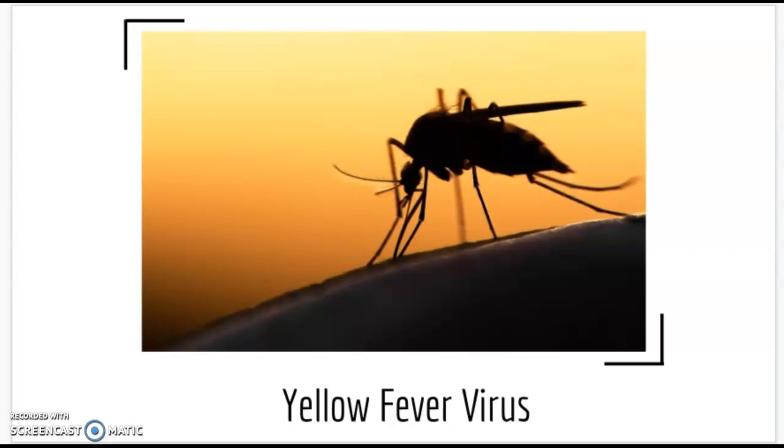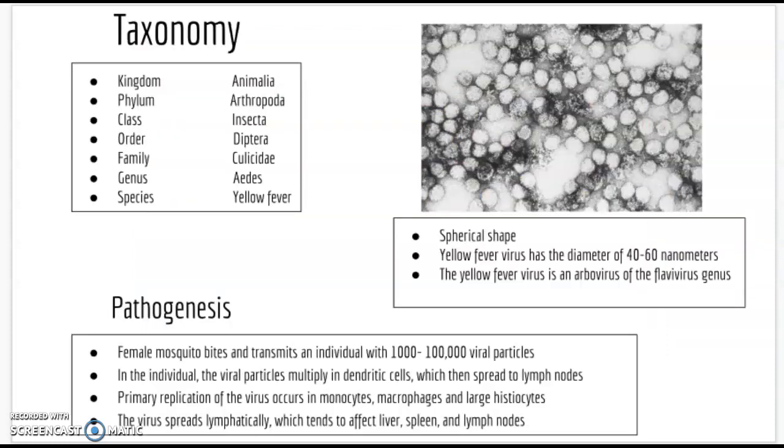Yellow fever is a hemorrhagic fever due to the infection of a virus from the family Flaviviridae. Flaviviridae are small, single-stranded RNA viruses. Yellow fever is spherical in shape. It has a diameter of 40 to 60 nanometers, and the virus is an arbovirus of the Flavivirus genus.